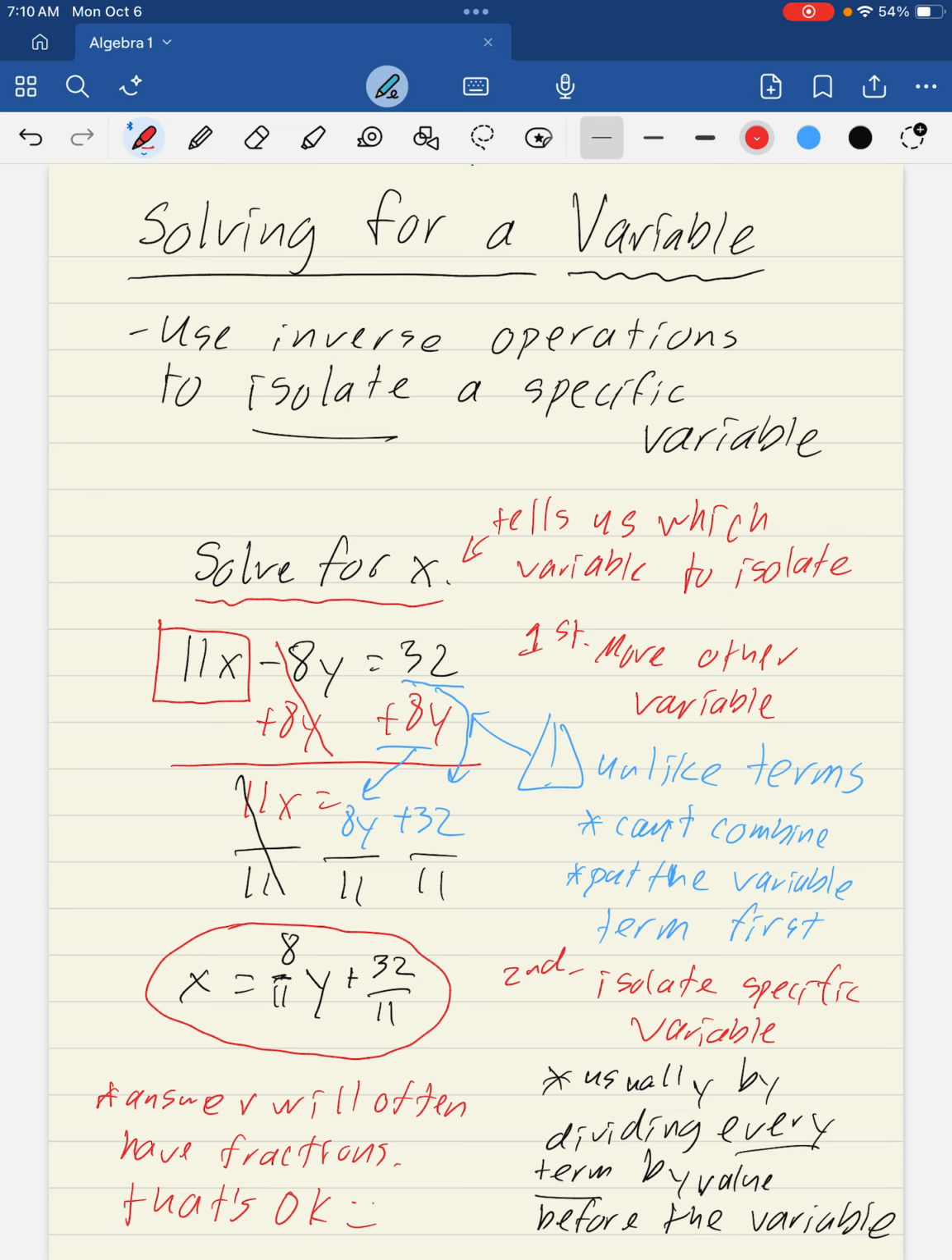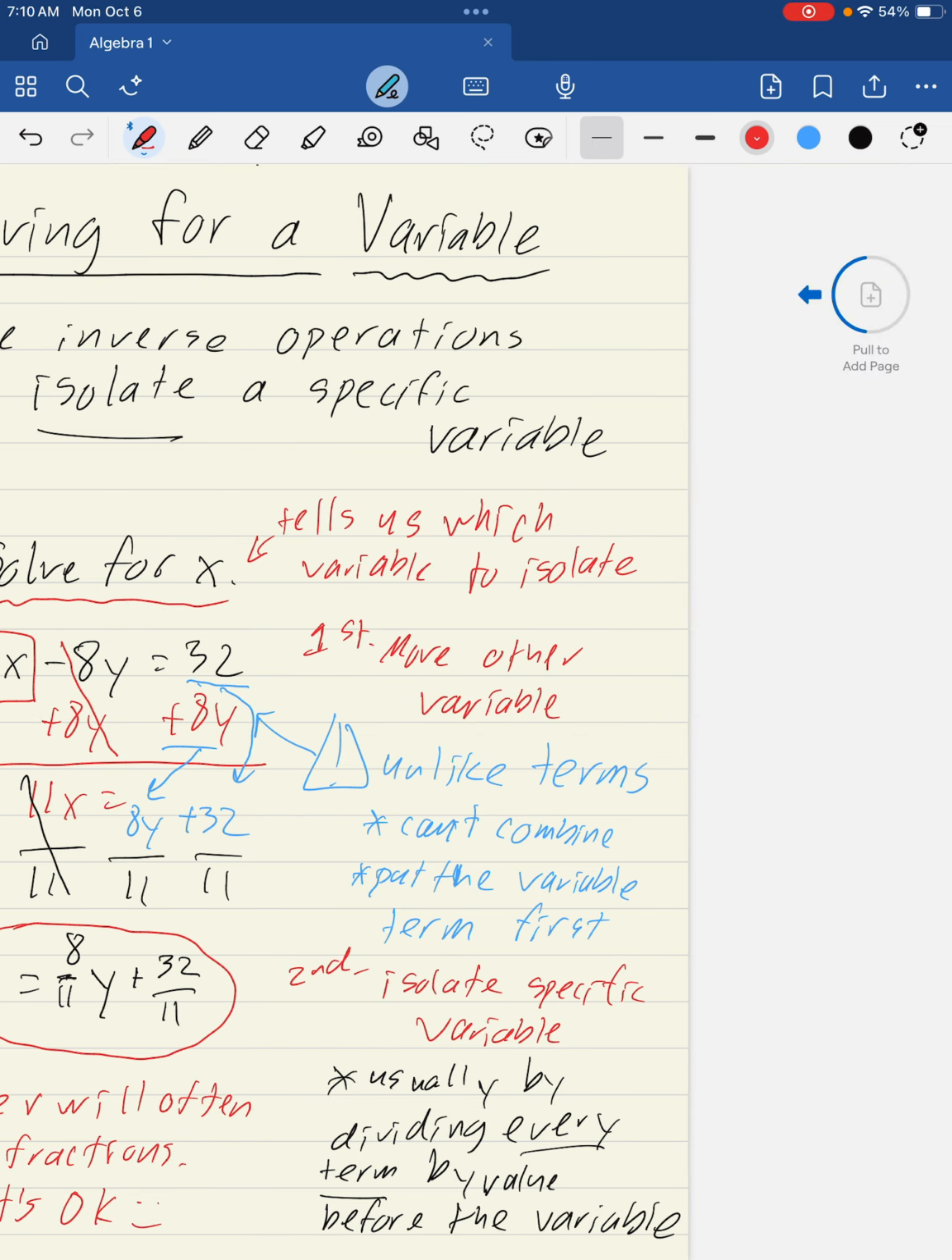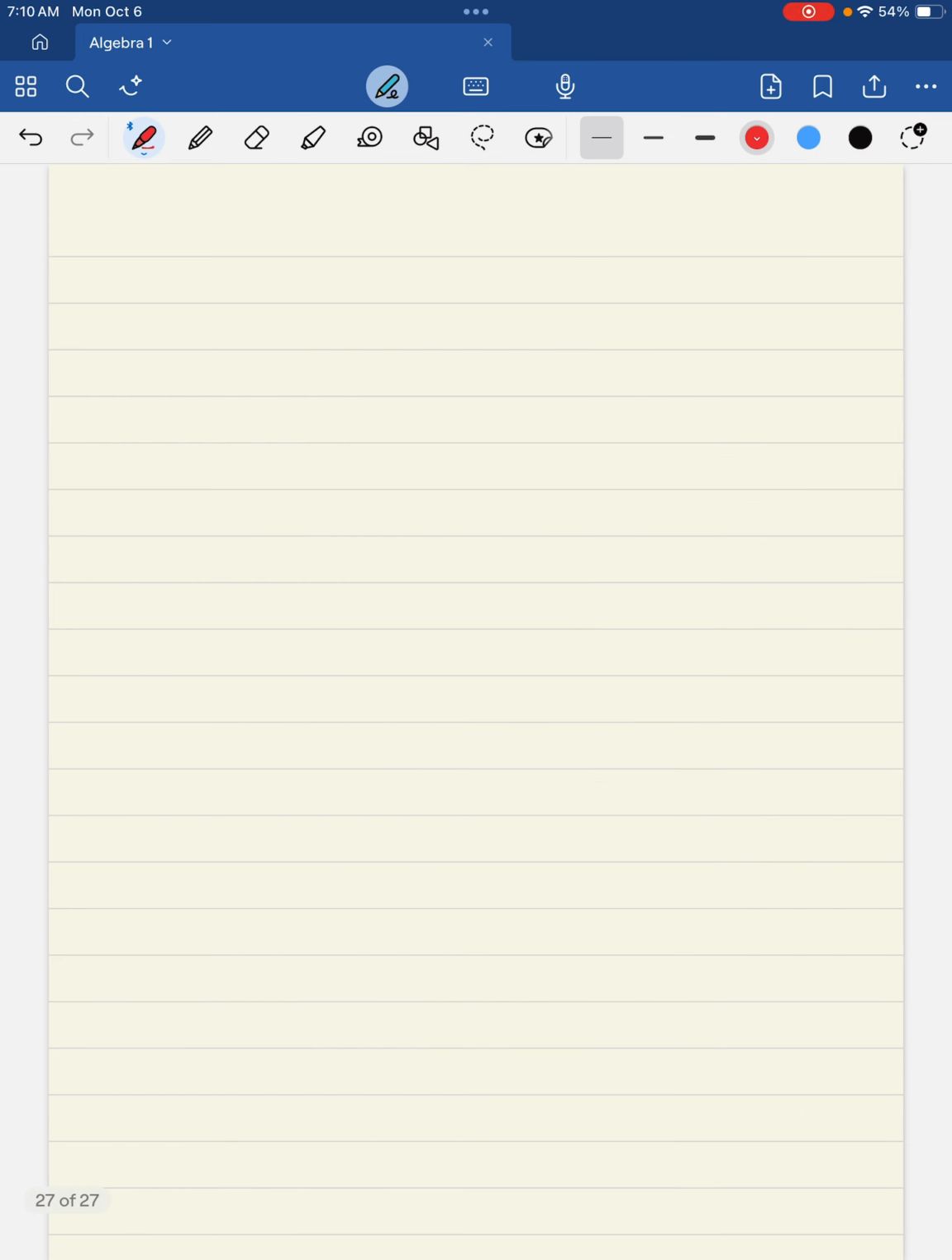All right, let me do a couple more with you guys, but this is how to solve these problems for a variable. So I'll give you a couple more examples. And again, problems are going to look like this. Solve for x. The problems will always give you something that you're solving for. Otherwise, again, you won't really know what you are in fact solving for.